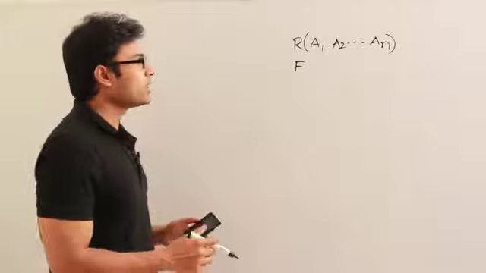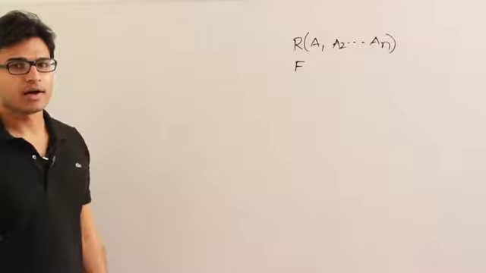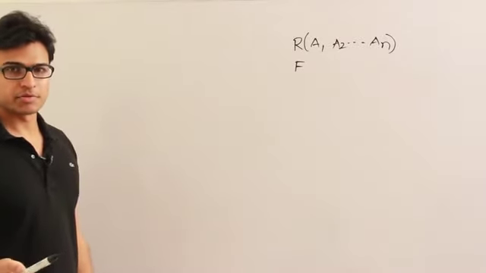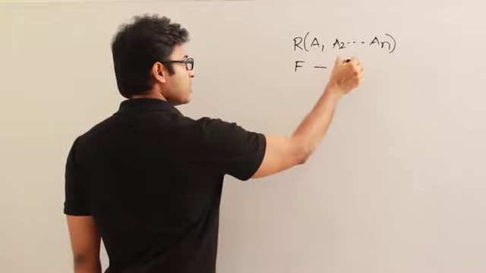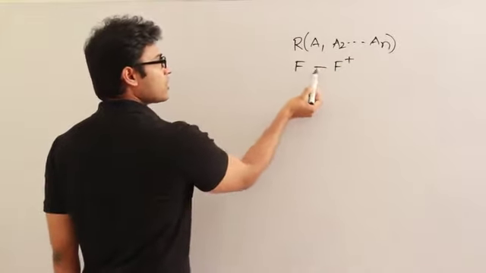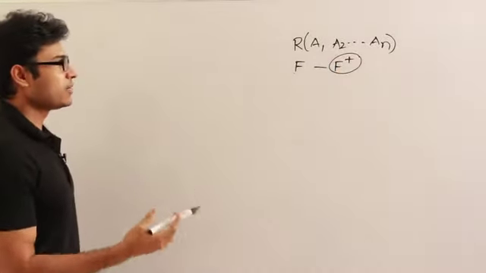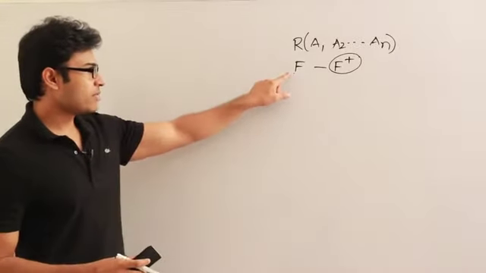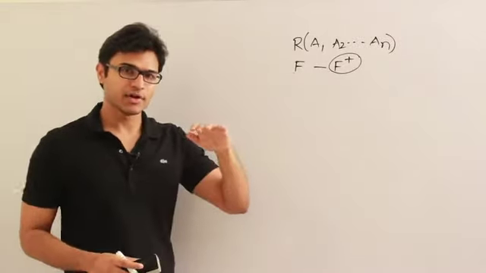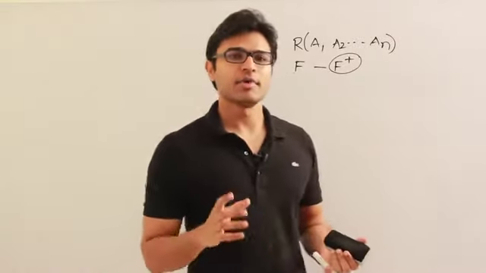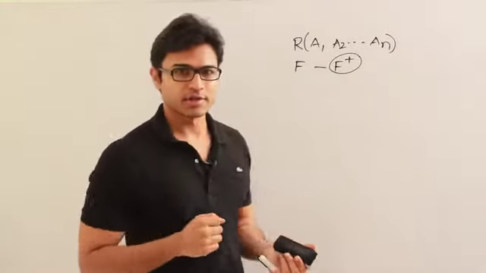Anyway, we know that using the closure properties of attributes we can get all the functional dependencies which are possible and which can be derived from F, called F plus. So what is F plus? It is nothing but the set of all functional dependencies which can be derived from F. We have already seen how to derive all the valid functional dependencies from a given set of functional dependencies, and we have seen some examples on that.